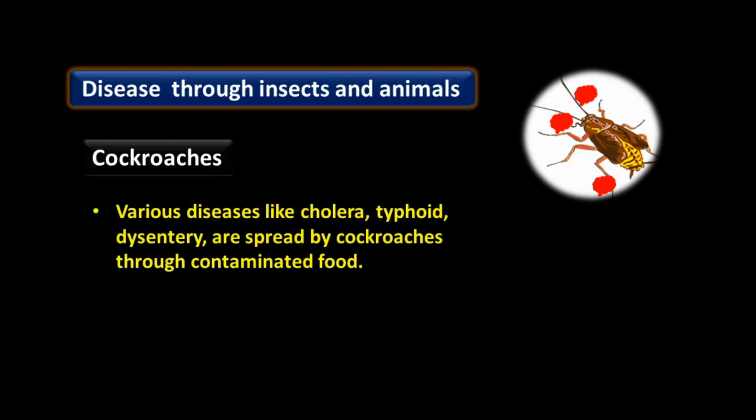Another insect is the cockroach. Various diseases like cholera, typhoid, dysentery are spread by cockroaches through contaminated food. Similarly, they carry disease causing microbes on their body and transfer them onto open uncovered food. So the best way is to always eat covered food to prevent disease spread by insects.